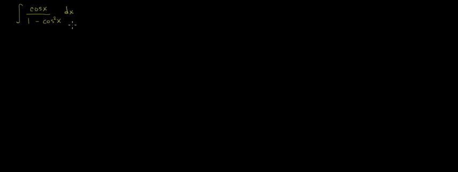Alright, so in this example, we're going to go ahead and work out another indefinite integral. Looking here at what we have, cosine over 1 minus cosine squared of x. We need to find the function whose derivative is given by this. One thing you might want to do is try and simplify this as much as you can before you try and find the antiderivative.